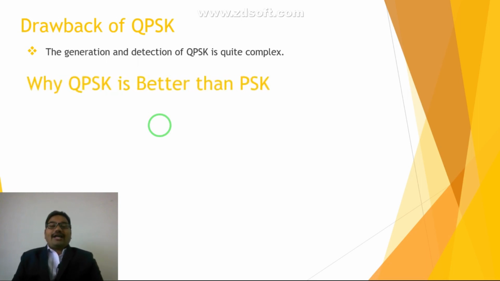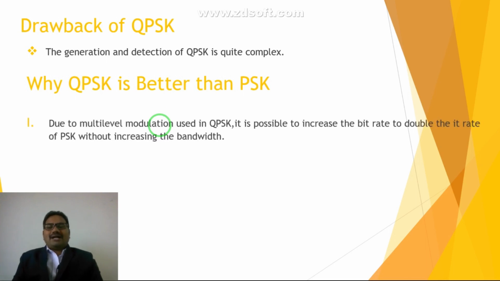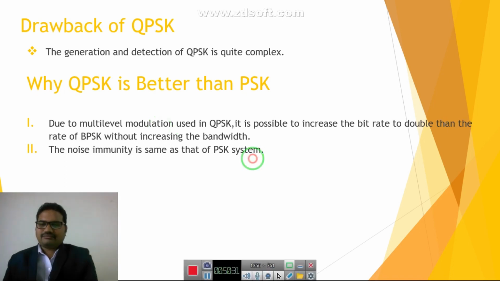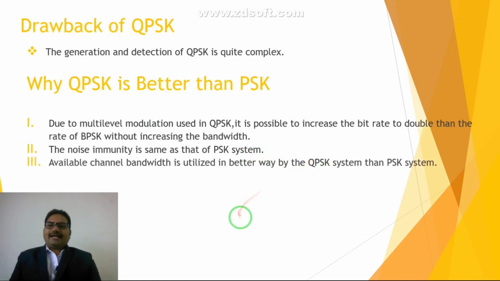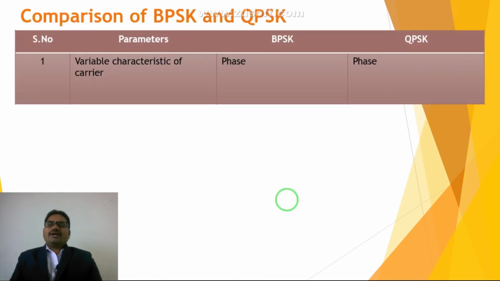Now, why is QPSK better than BPSK? Due to the multi-level modulation used in QPSK, there are 4 symbols. It is possible to increase the bit rate to double that of BPSK without increasing the bandwidth. The noise immunity is the same as that of the PSK system, and the available channel is utilized in a better way by the QPSK system. Now we can see the comparison of BPSK and QPSK.